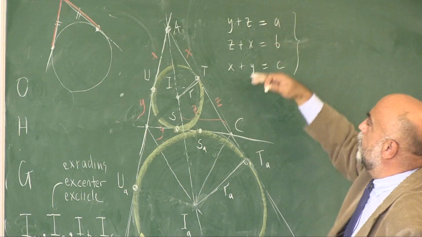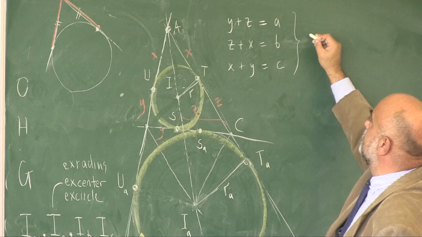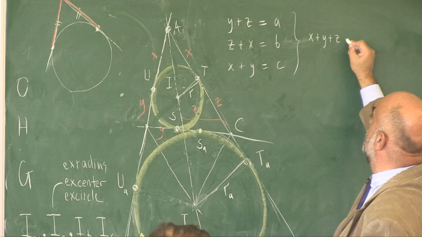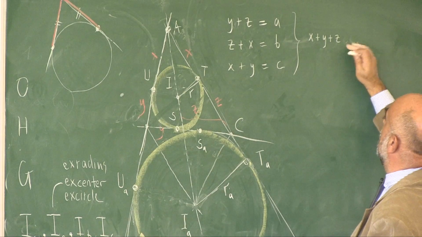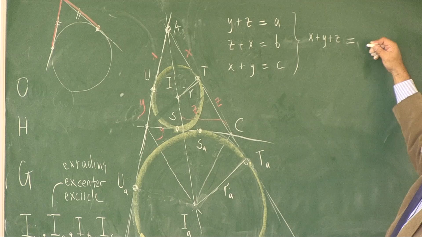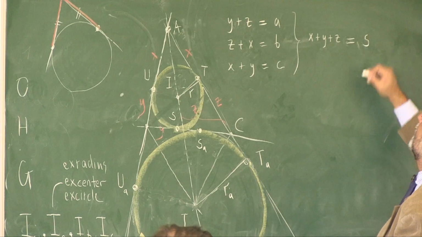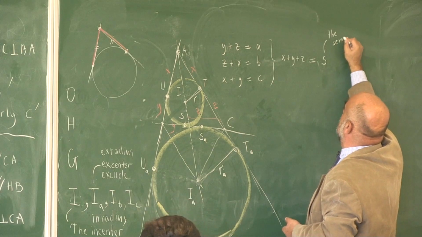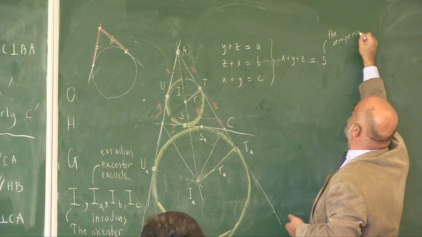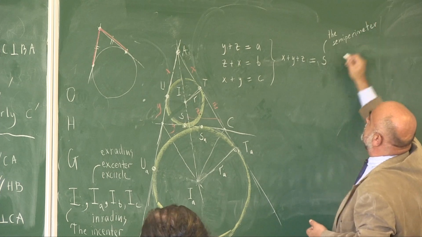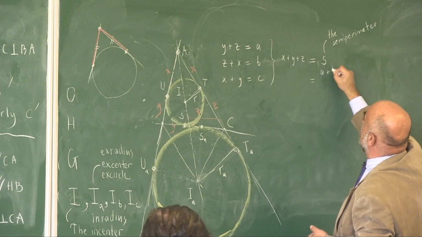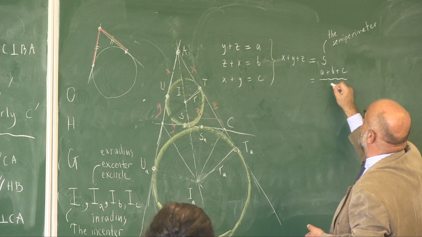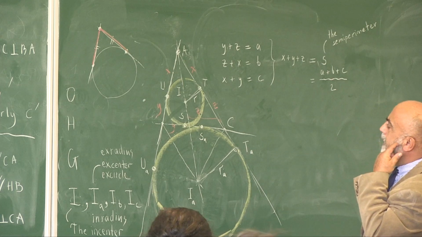If I add them all together, I shall obtain 2 times (x plus y plus z). If I divide both sides by 2, I obtain x plus y plus z equal to a quantity traditionally referred to as the semiperimeter. This is actually all familiar to you. It is nothing but the perimeter of the triangle divided by 2.